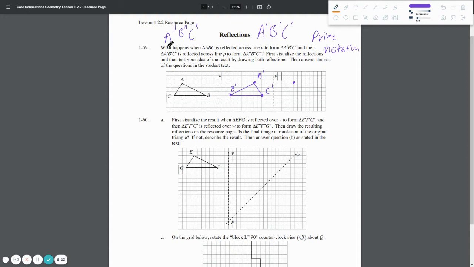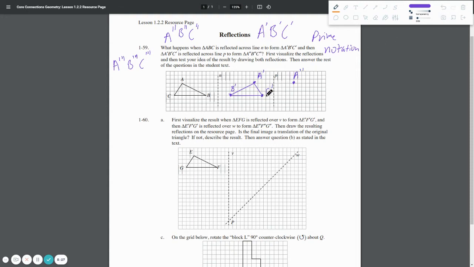Just a fun fact, if you were to keep going and add another one, this would be A triple prime, B triple prime, C triple prime. However, after that, we don't want to write too many apostrophes, so they just go A to the 4, B4, and C4. I don't think that will come up in this class, but just to let you know. Anyway, ignore what I said. And so that's where point A double prime is going to be.